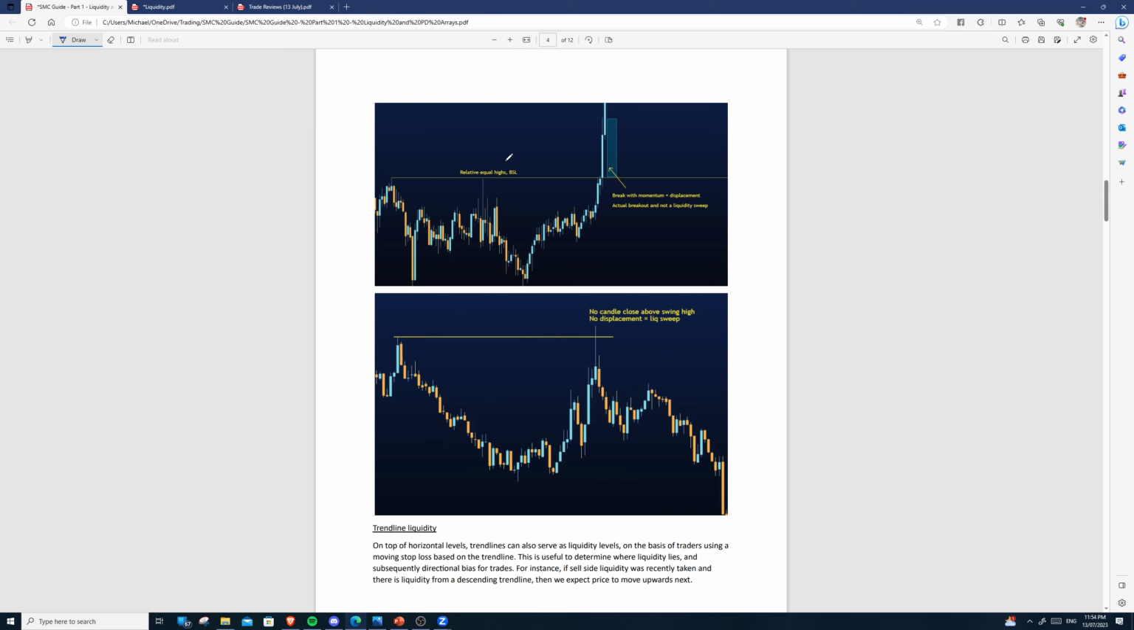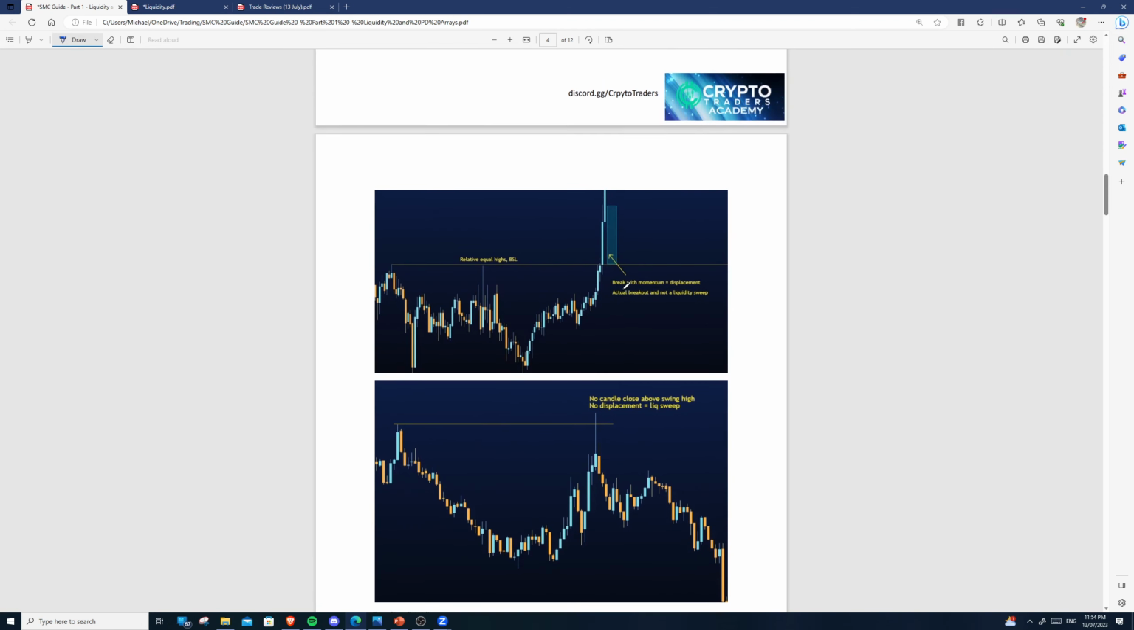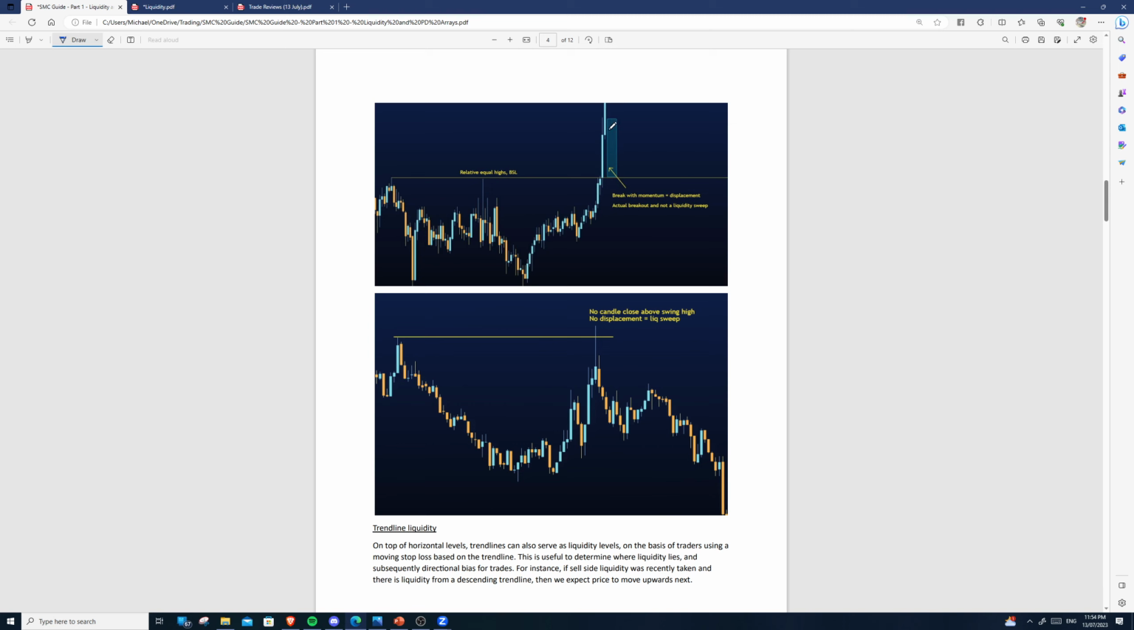So the key point to contrast between a sweep and a breakout is displacement. Displacement refers to when price breaks through a resistance level and leaves behind a fair value gap. Right, that's it. So displacement is a fair value gap left behind after a break of a swing high or swing low. In contrast here, we have a swing high resting liquidity, and price wicked above and closed below, with a bearish hammer candle, and moved downwards.